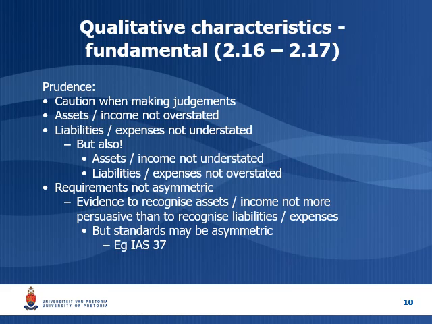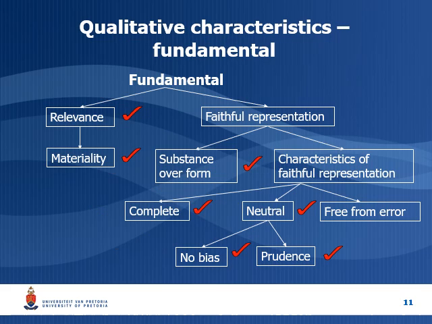For example, in IAS 37, a provision will be recognized if an outflow of benefits is probable, while a related reimbursement asset will only be recognized if the inflow of benefits is virtually certain. In other words, the standard requires more persuasive evidence for the recognition of the reimbursement asset than for the related provision. The last characteristic of faithful representation that we need to consider is that the depiction should be free from error.